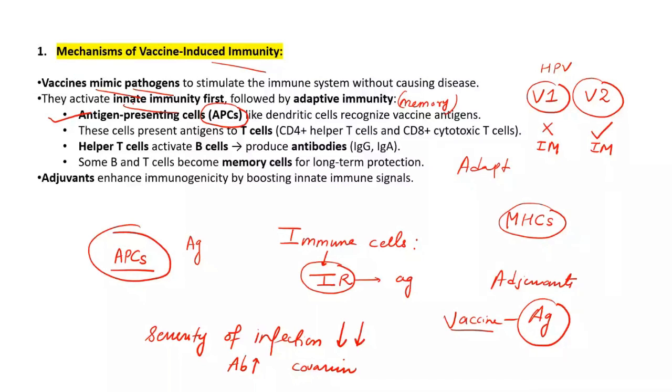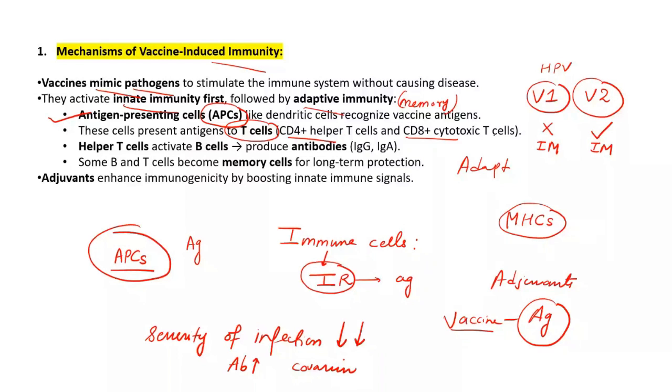Second, it can boost our innate immunity. For the very first time your innate immunity will be boosted, and after subsequent exposure, you will have immunological memory, which is more or less the adaptive immunity. Now we have T cells. APCs present the antigen to T cells, that is CD4 helper T cells and CD8 cytotoxic T cells.